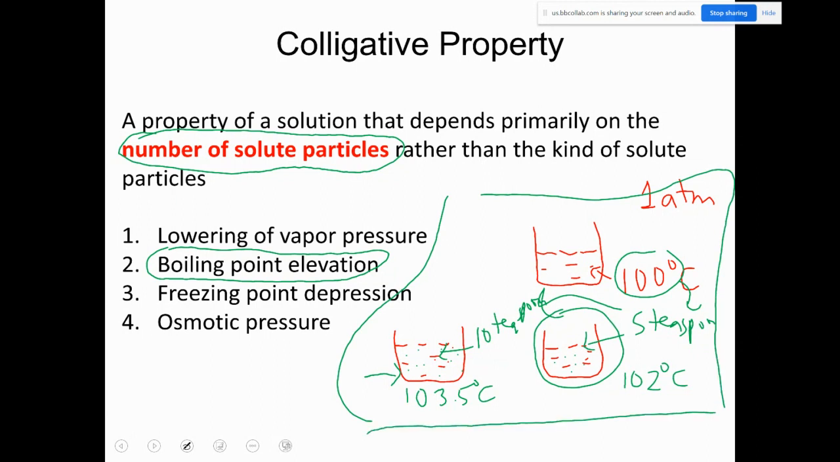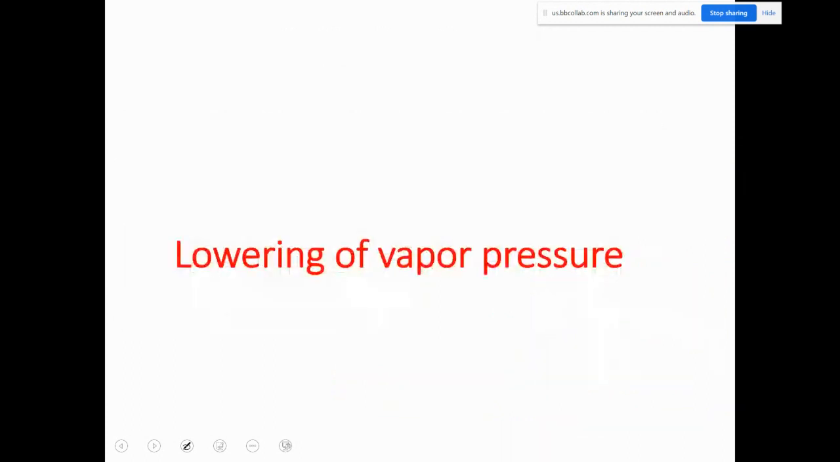The next one is freezing point depression. An example you might be familiar with: think about why they sprinkle salt on roads during winter, and some of you might even sprinkle salt on your driveway. That is where freezing point depression comes into play. And finally, osmotic pressure, as to how the number of solute particles dissolved in the solvent affects the osmotic pressure. Then we're going to use different formulas to calculate the boiling point elevation, freezing point depression, and so on. So let's look at the first one, vapor pressure.